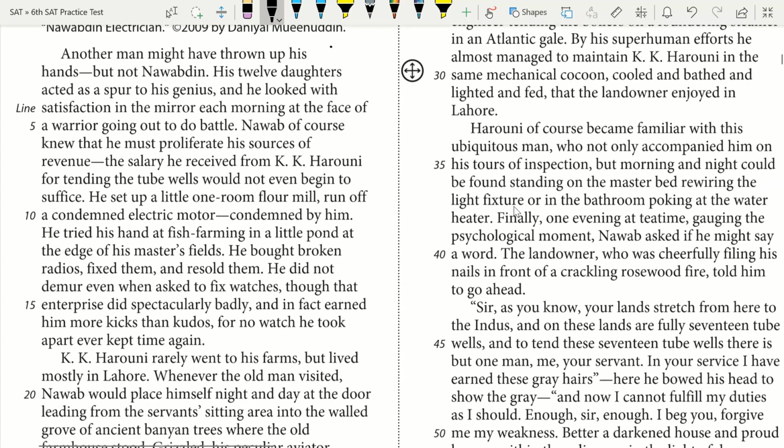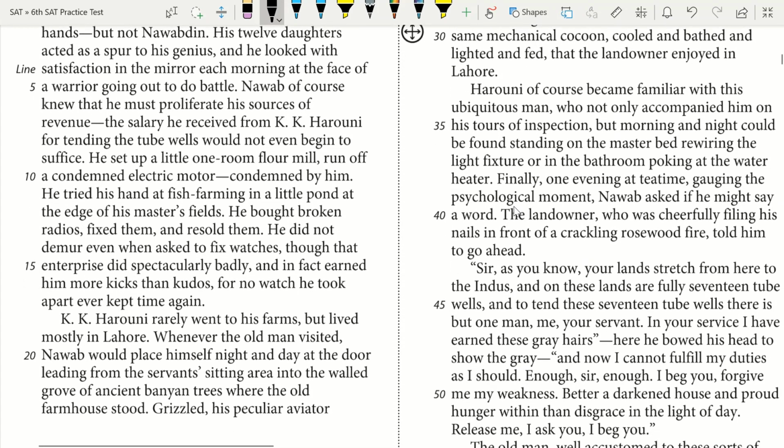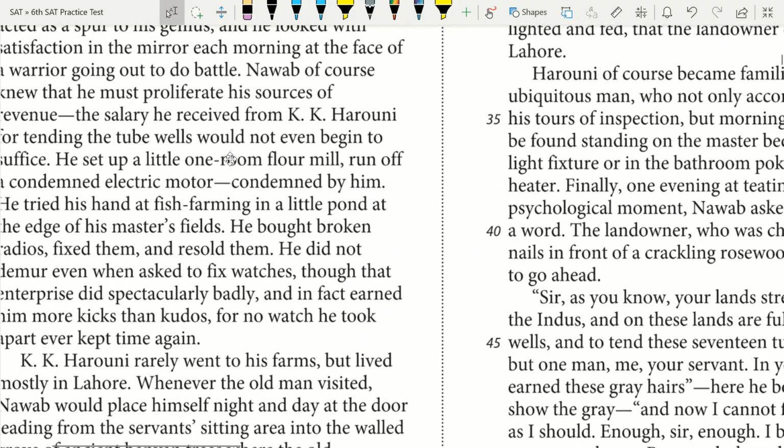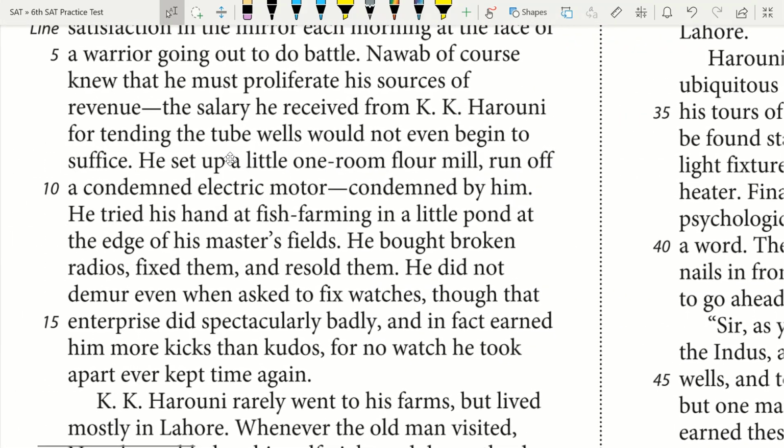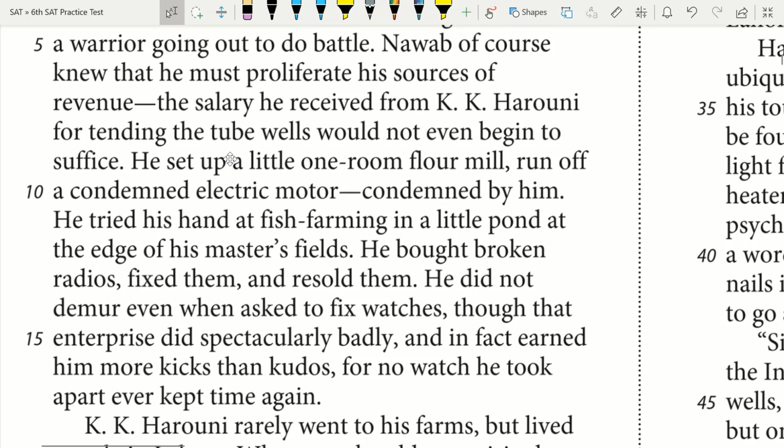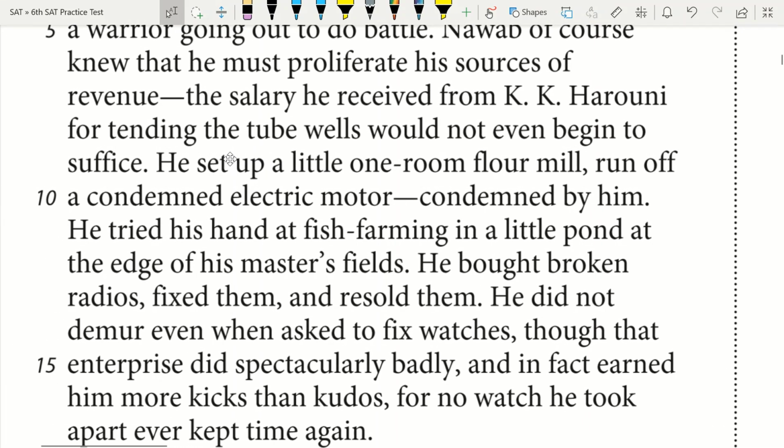Another man might have thrown up his hands, but not Nawabdin. His 12 daughters acted as a spur to his genius, and he looked with satisfaction in the mirror each morning at the face of a warrior going out to do battle. Nawab, of course, knew that he must proliferate his sources of revenue. The salary he received from K.K. Harouni for tending the tube well would not even begin to suffice.